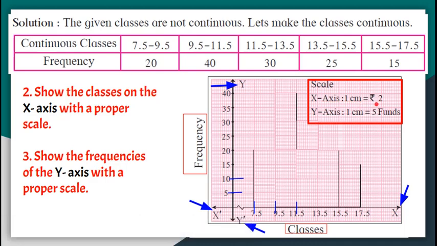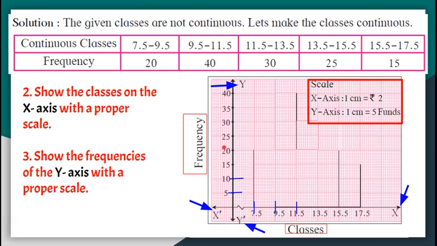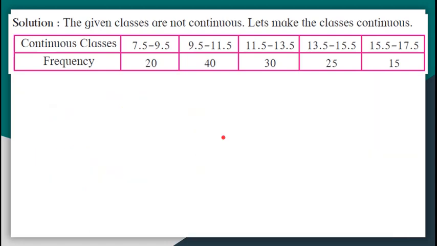What happens on the y-axis? On y-axis you are moving 5 mutual funds. Remember, these are the number of mutual funds. So on y-axis 1 centimeter is 5 mutual funds. ये यूनिट्स मेंशन करना स्केल में बहुत इंपॉर्टेंट है. इसके बिना स्केल की कोई वैल्यू नहीं.